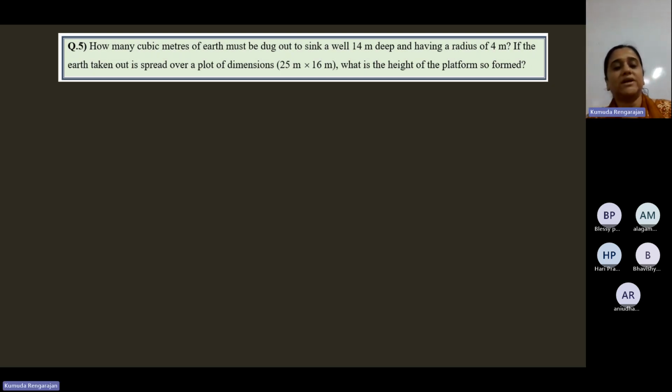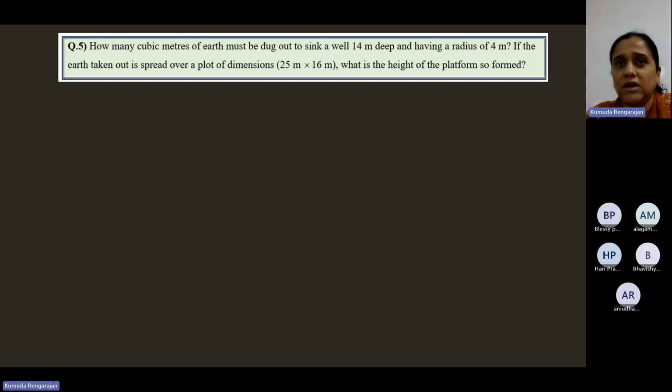Okay. So if the earth taken out is spread, now what do they do with the earth that is removed? When you dig to make the well, earth is removed, no? Now what do they do with that? That is spread over a plot. There's a plot of land, and that plot has dimensions 25 meters by 16 meters. The earth which is removed is dumped on that land. What is the height of the platform so formed?